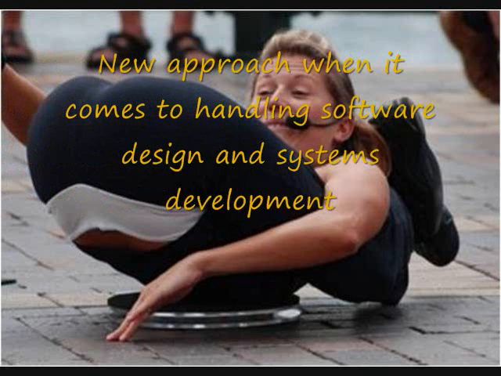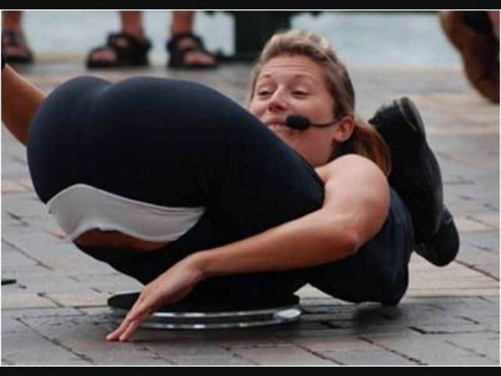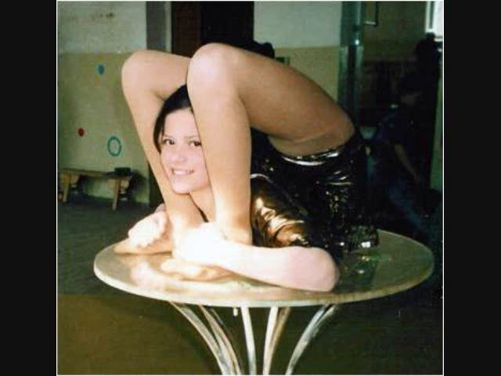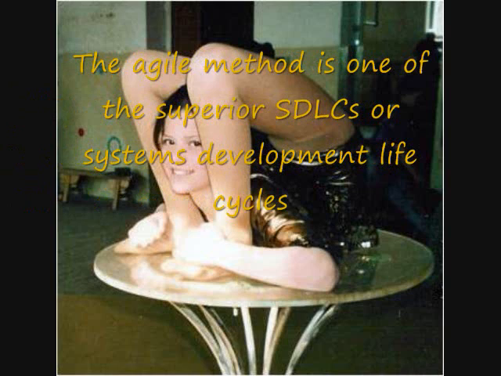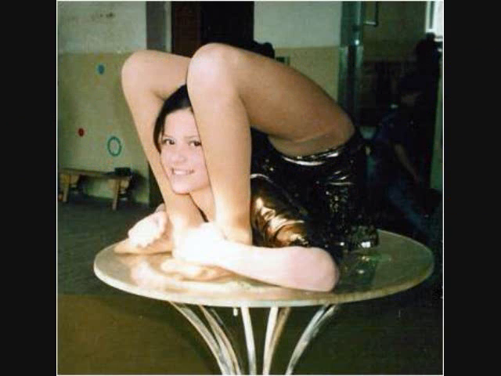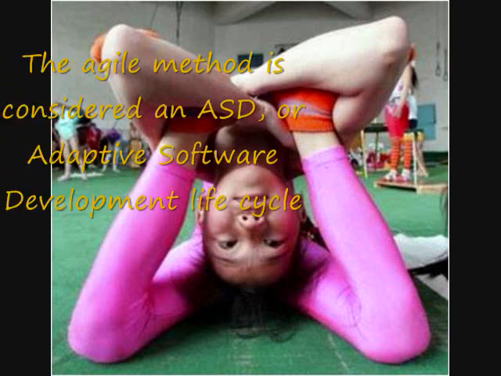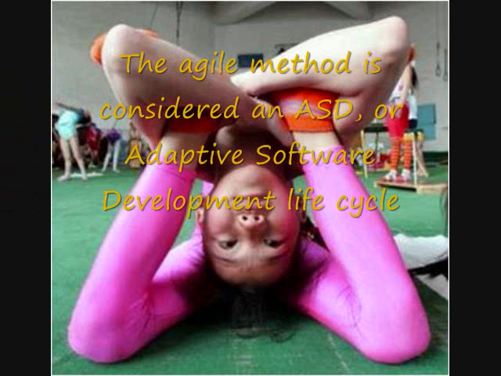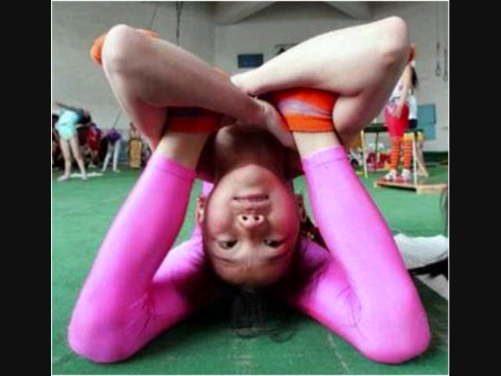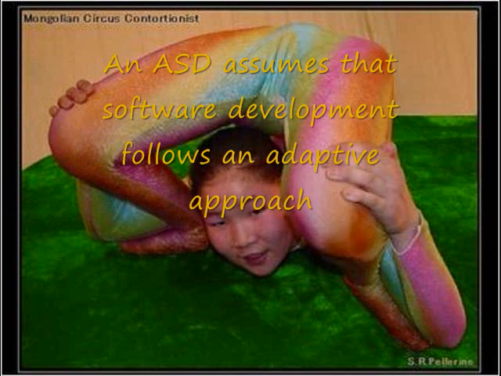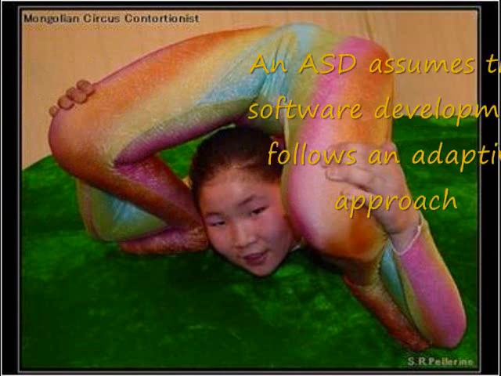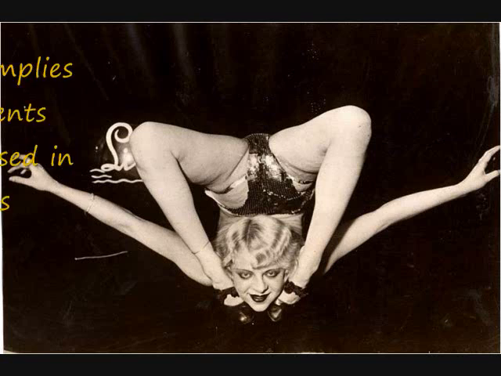The Agile method is a much newer approach to handling software design and system development. The Agile method is one of the superior system development life cycles. This method follows an adaptive software development life cycle, meaning that it can change as the needs of the business change. In order for this method to work, the software development has to follow an adaptive approach.